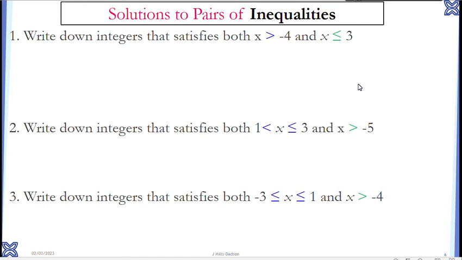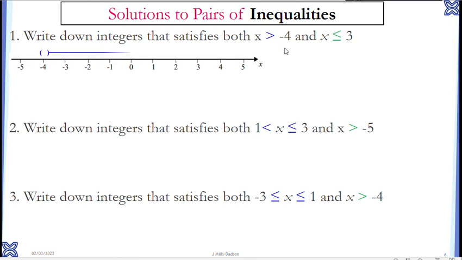For example, we're supposed to find the solutions for x is bigger than -4 and x is less than or equal to 3. What list of solutions will satisfy both inequalities? The best thing is to get a number line, represent both on that number line, and look for where they overlap. So this is what x bigger than -4 looks like.